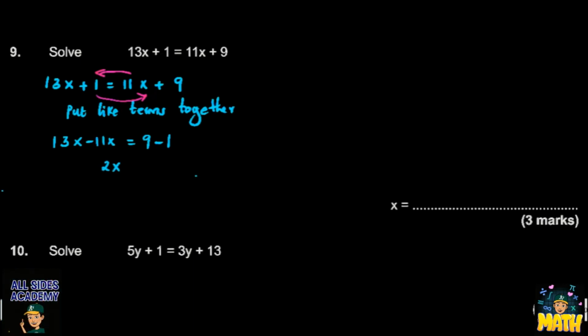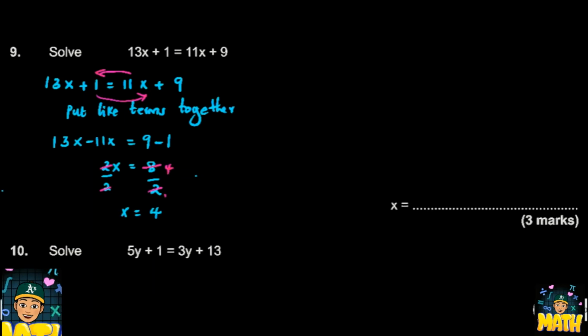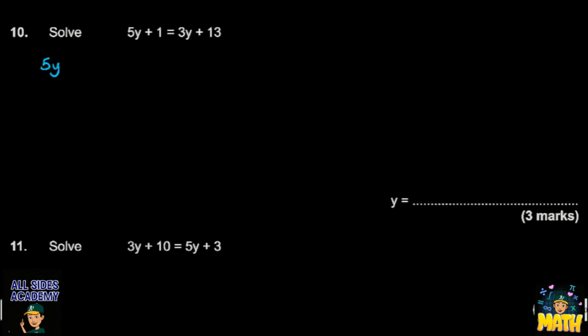So remember, when they come to the other side, they always change the sign. So when I divide by 2, I remain with x as 4. So my value for x right there equals 4. X is 4.